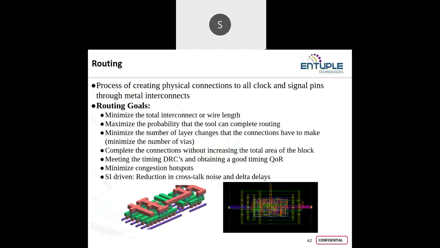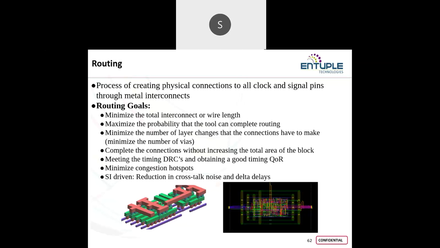And even maximizing the probability of the tool completing the routing. Whatever additional things I need to take care of, probability is nothing but taking care of the global net connections, all those things, in the routing stage. By that I will also get a good routing database, or the routing results will be better, or you can say the quality of the routing results will be good, which is acceptable to take.